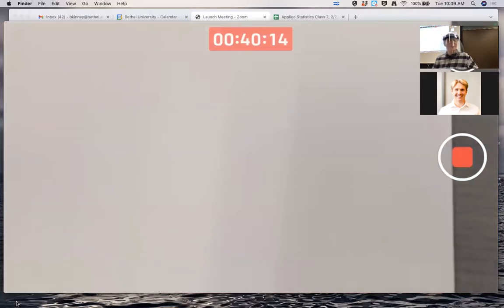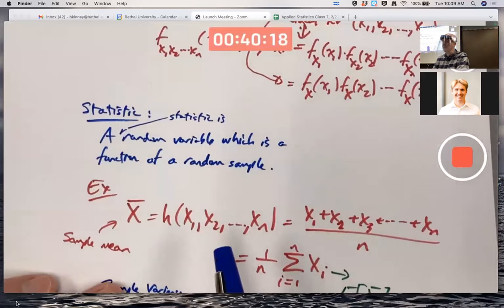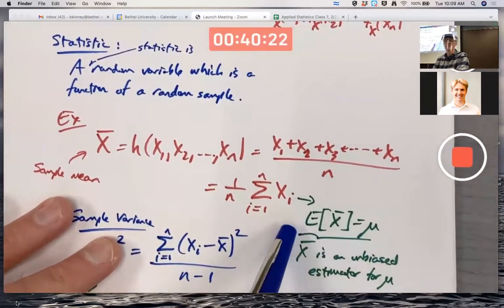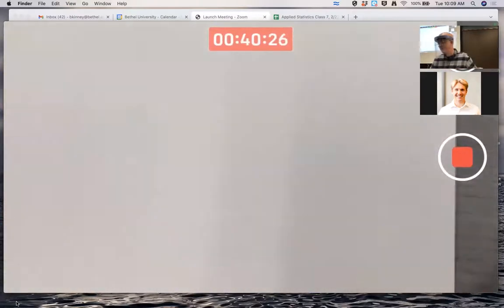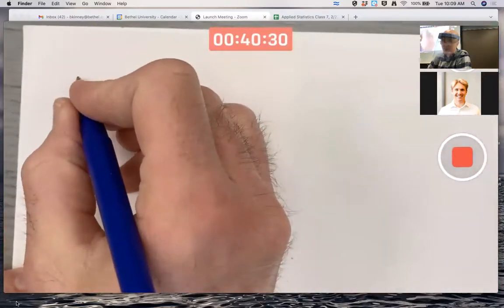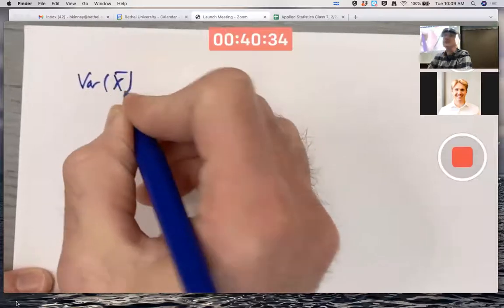Let's provide a little bit more detail about the distribution of X bar. One thing we know about it is it's unbiased, so this is true. What else can be derived about it? Well, maybe we can compute its variance. What is the variance of the mean?